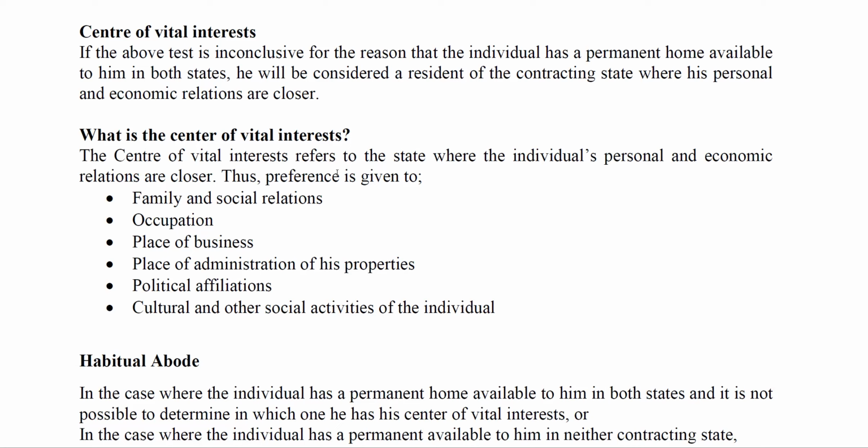Okay, so if the above test, which is your permanent home, is inconclusive, this inconclusiveness will help you answer questions. So when you are answering and you realize that I cannot get further evidence for this, then you say that test is inconclusive. Then you start the next test. So this is how you actually answer questions. So if the above test proves inconclusive for the reason that the individual has a permanent home available to him in both states, he will be considered a resident of the contracting state where his personal and economic relations are closer.